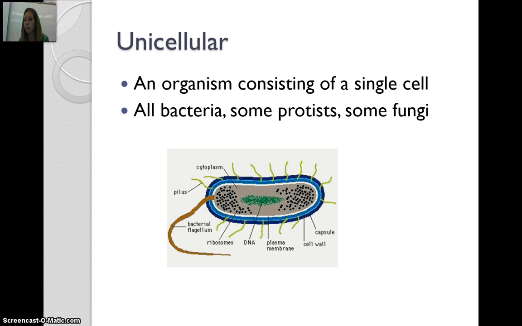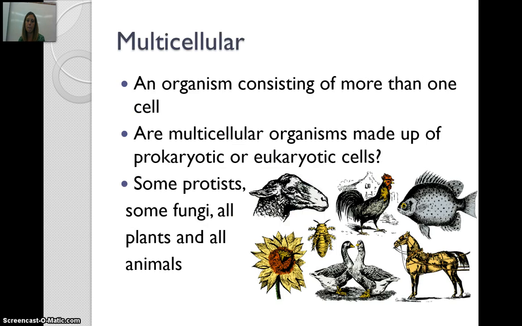Okay, two terms you should be familiar with, unicellular and multicellular. Unicellular is just like what it sounds. It's an organism that consists of one single cell. All bacteria are unicellular. All prokaryotic cells are unicellular. But there are some protists that are unicellular, like the amoeba and the paramecium, and then some fungi like yeasts that are unicellular. Multicellular just means that the organism consists of many cells, more than one cell.